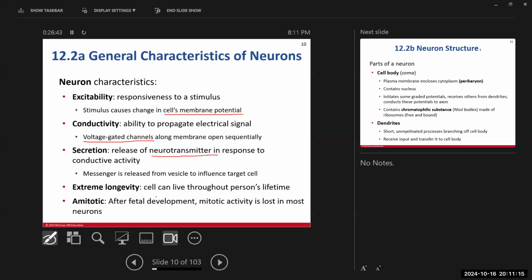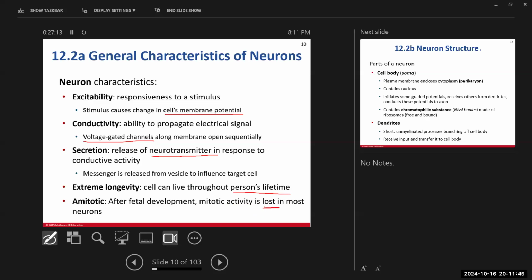Extreme longevity: pretty much these cells will last you a lifetime, hopefully, if we're lucky enough. So you won't kill any of them unless you're drinking alcohol. And then amitotic, which means they do not divide. Most of the neurons have lost that ability to undergo mitosis after you have fully developed during your fetal development period.